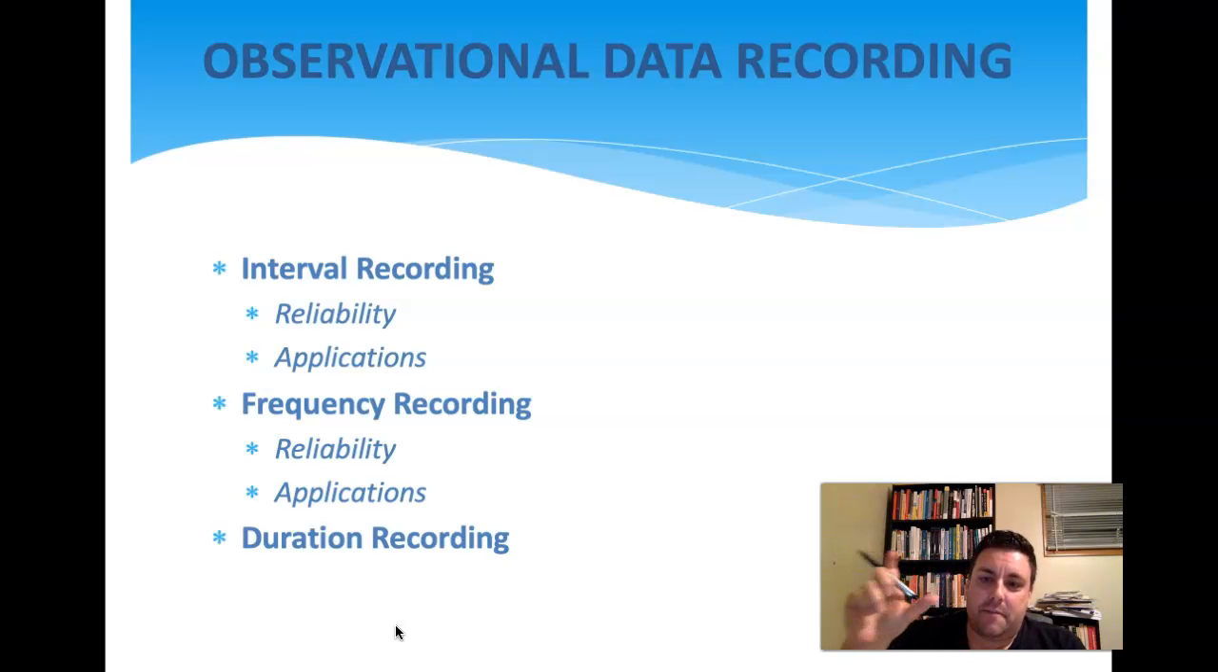So interval is the amount of time in between behaviors. Frequency is the number of times it occurs.